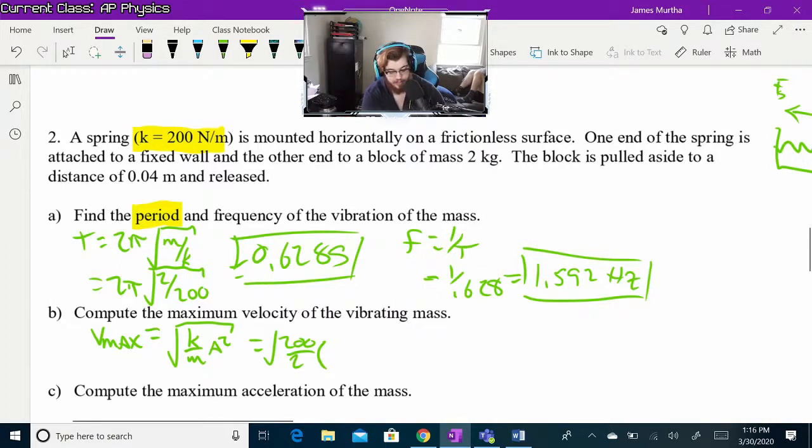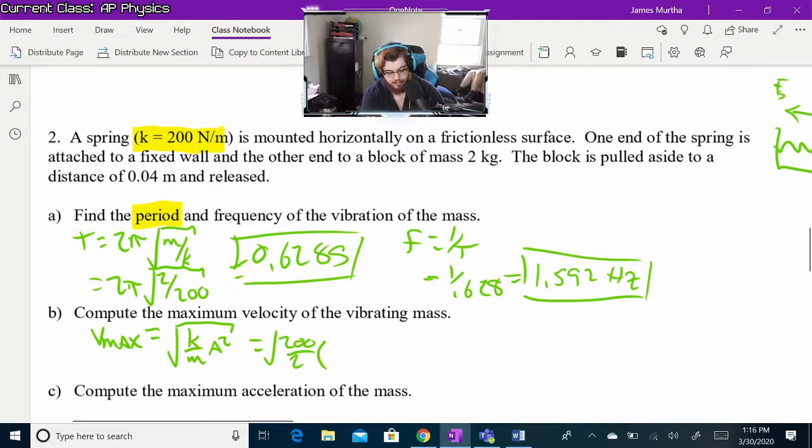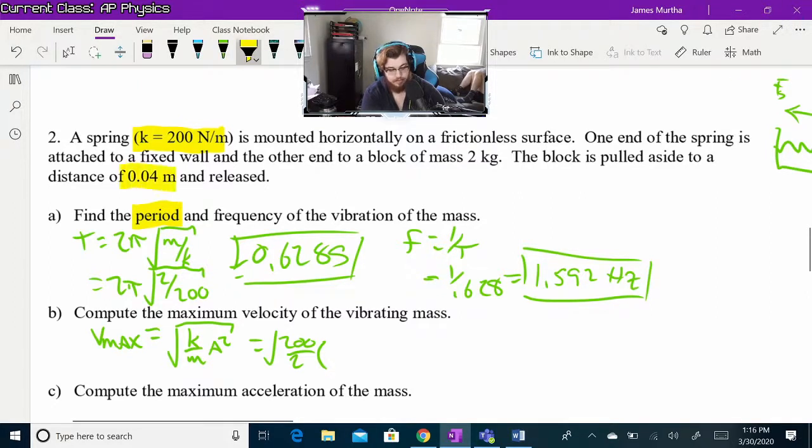If we're looking in here, our amplitude, as we're going to pull it out, ends up being 0.04. So that 0.04 is our amplitude, and we have to square that. Then we take the square root of 200 divided by 2, which is 100. 0.04 squared is 0.0016. Multiply that by 100 and it's 0.16. Square root of 0.16 would be 0.04, which, boom, double check.